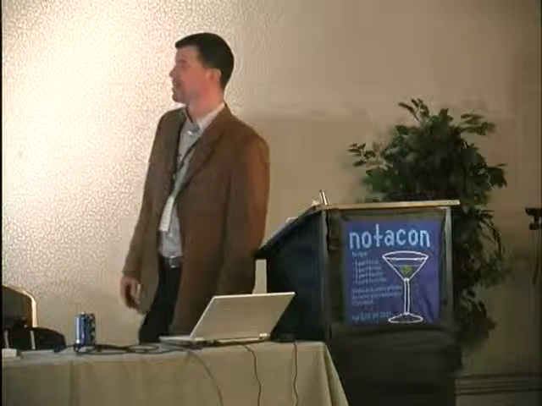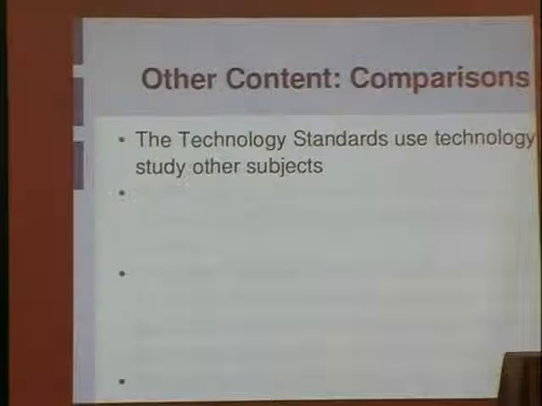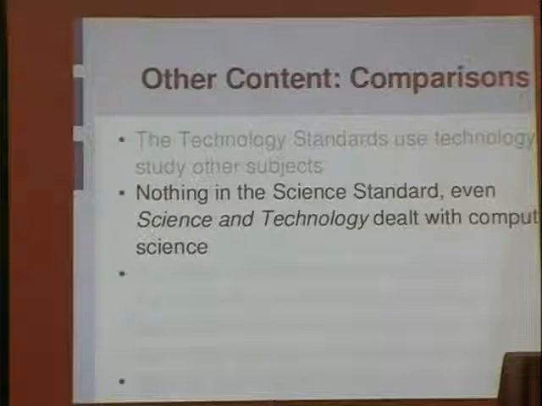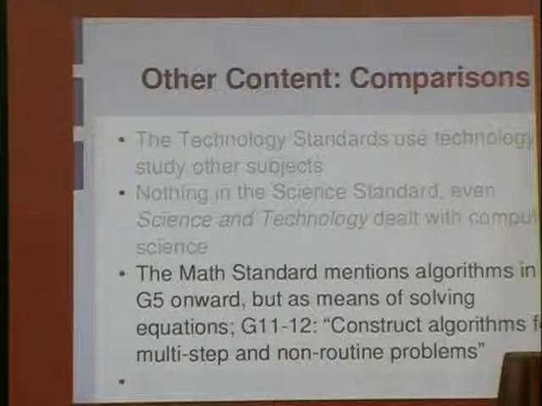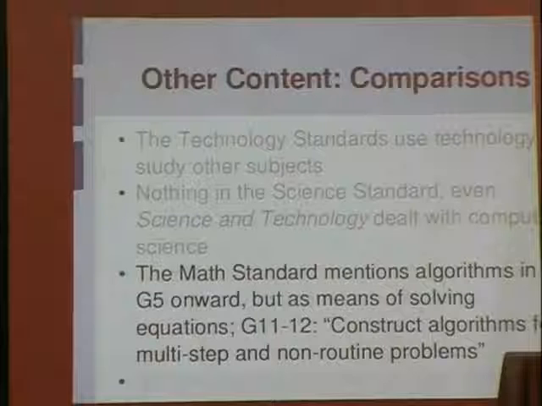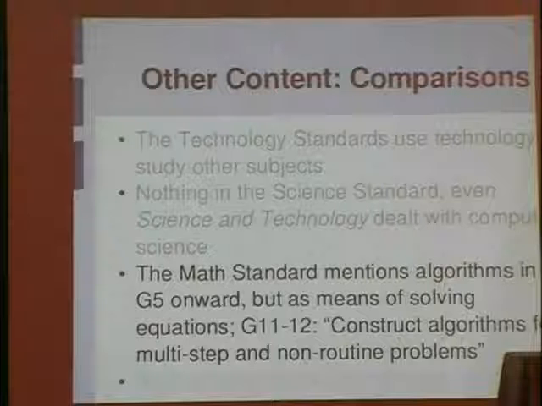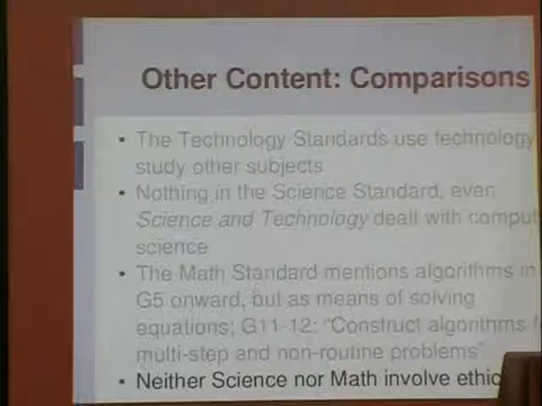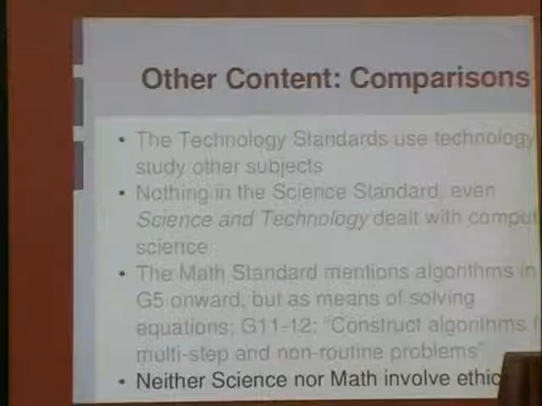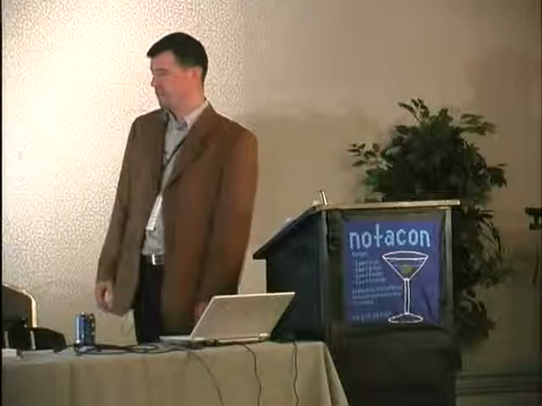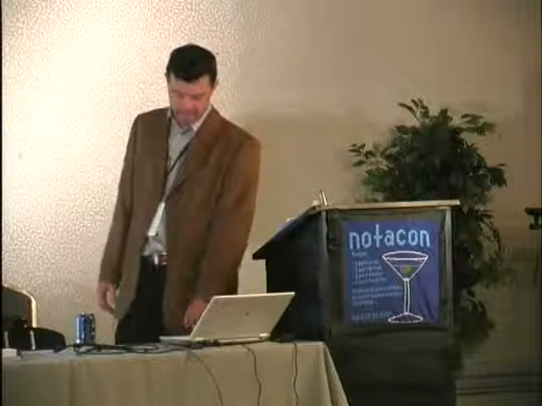The technology standards use technology to study other subjects, and this was a bit unique to the technology standards. I didn't notice this in the other areas. Nothing in the science standard, even the science and technology, dealt with computer science at all. The math standard mentions algorithms in grade 5 onward, but more as a means of solving equations. And grades 11 and 12 talk about constructing algorithms for multi-step and non-routine problems. Now, this begins to get to it, but the whole focus there is on mathematics and not solving other problems. And then the other curiosity that I incessantly found was that neither science nor math standards involved any mention of ethics whatsoever.